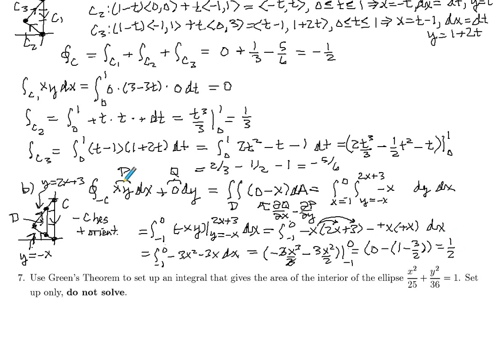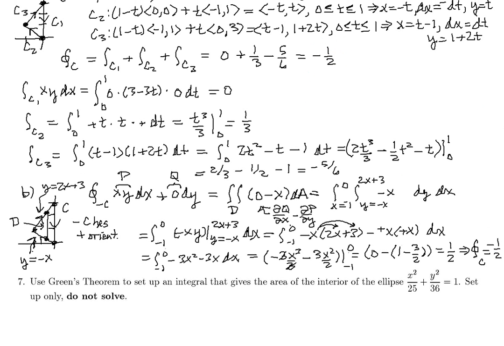That's the integral along negative C. So this implies that the integral along positive C is equal to negative 1 half. You change the direction of the curve from negative C to positive C, and that introduces a minus sign. That was one of our properties of line integrals. And you see the negative 1 half here agrees with the negative 1 half there. There we go.